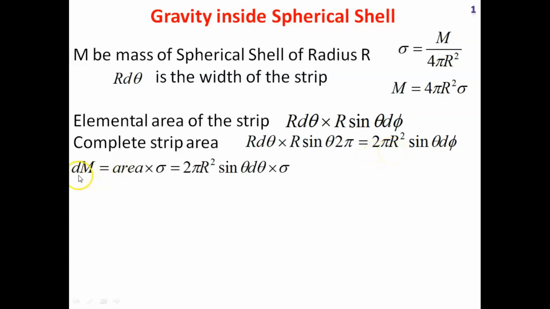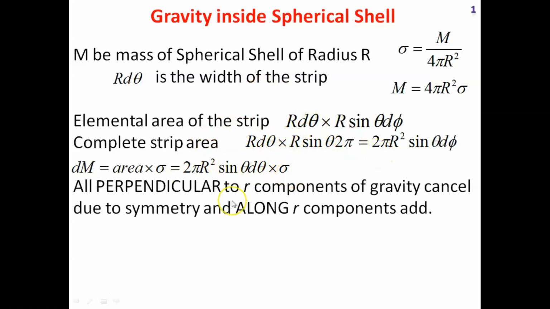Now the concerned small mass dm is equal to area into areal density. The small elemental mass is equal to the small elemental area into sigma, that is the areal density, that is equal to 2 pi R square sin theta d theta into sigma. All components perpendicular to r in the diagram of gravity cancel due to symmetry, whereas the components along r are added.